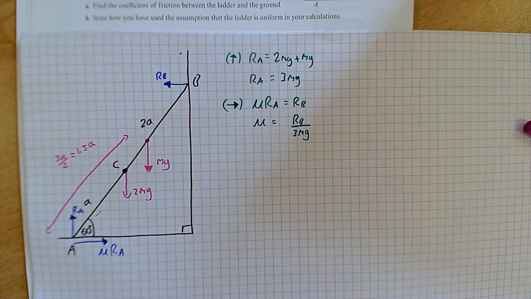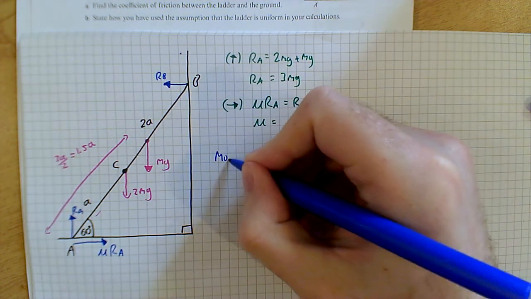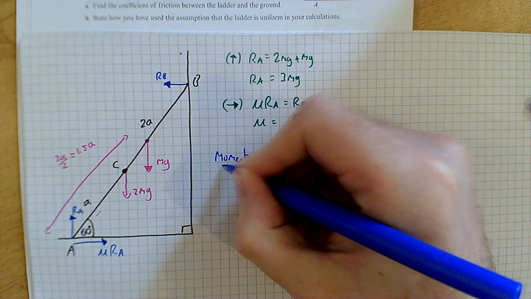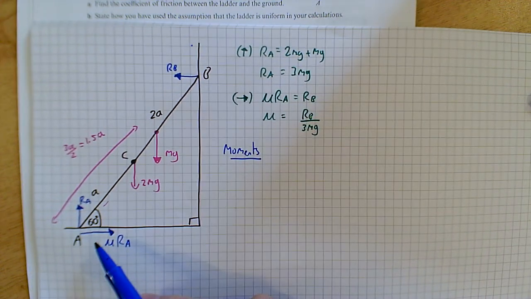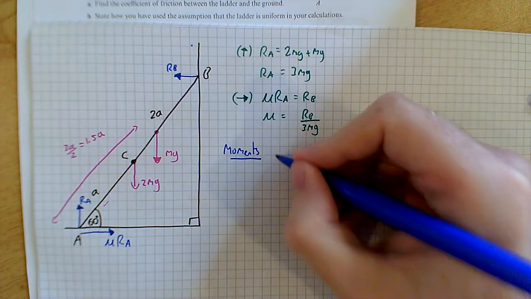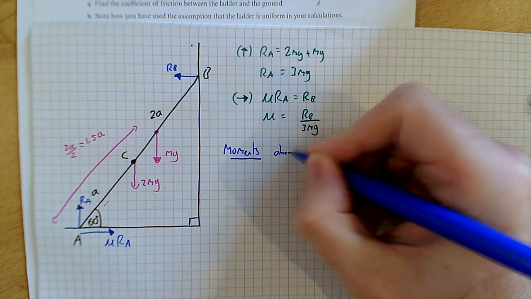Okay, so if we can find out what RB is, then that is going to give us our value of mu. And we've resolved horizontally, we've resolved vertically, so the only other thing left for us to do is to take some moments. So if we want to get RB, it makes sense that we need to do something that's going to provide RB. And obviously there's two forces at A, so that seems a good place to eliminate by doing moments about A.